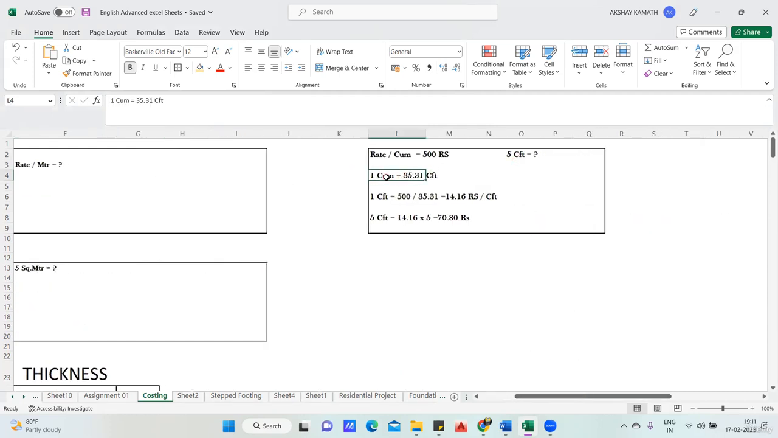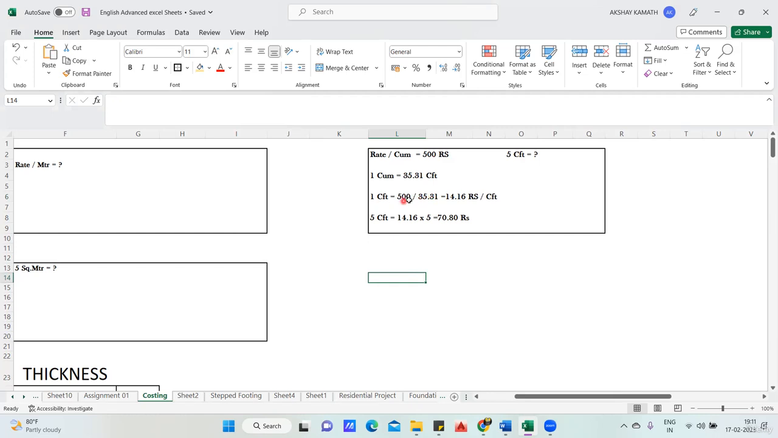First I know that 1 cubic meter is 35.31 CFT, and 1 CFT will be how much? Therefore 1 CFT will be 500 divided by 35.31. If I do, I'll get 14.16 rupees per CFT. Now what I have done, I'm trying to find the value for 1 CFT. You can even divide this: 1 divided by 35.31, multiply by this also. If you do, you'll get the same answer.